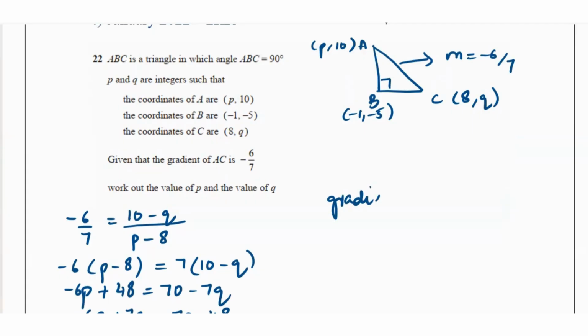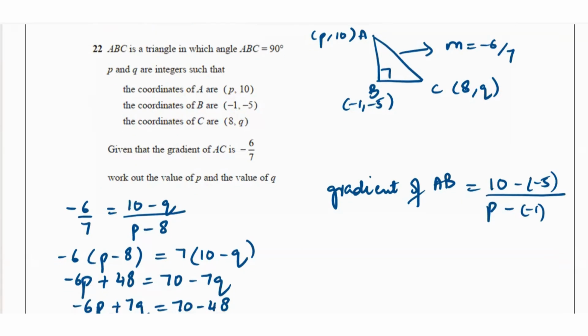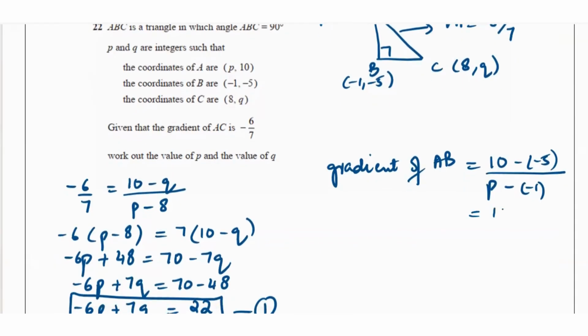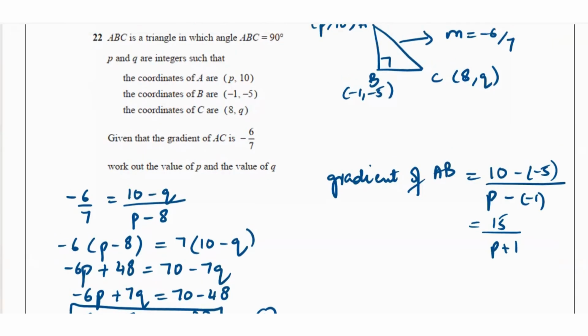So gradient of AB, that's going to be 10 minus negative 5 over P minus negative 1. That's 15 over P plus 1. If you're wondering why I didn't do negative 5 minus 10 and negative 1 minus P, that would also be correct. You just have to pick your x1, y1 and x2, y2.